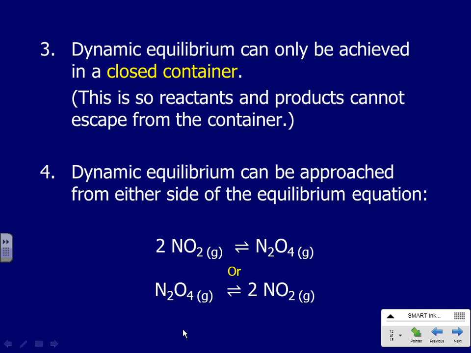Dynamic equilibrium can be approached from either side of the equilibrium equation. Because we have the double-headed arrow and because the forward and reverse reactions are taking place simultaneously, it doesn't matter whether I start with all product or all reactant, because in reality, it's the same thing, just flipped on its head. In the end, we would get to equilibrium again.